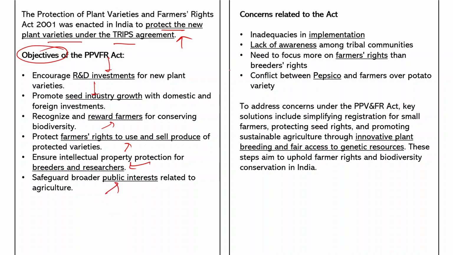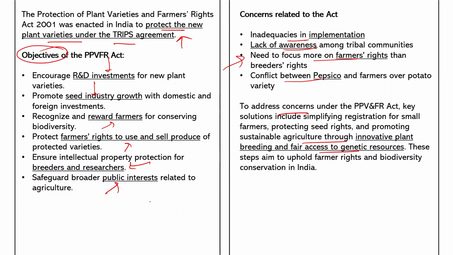Then you write about concerns that it is not properly implemented, there is a lack of awareness, and a need to focus more on farmers' rights. Then there was a conflict between PepsiCo and farmers over the potato FL27 variety. And then in the conclusion, you can write about fair access to genetic resources and innovative plant breeding. So this is basically the broad structure for this answer.